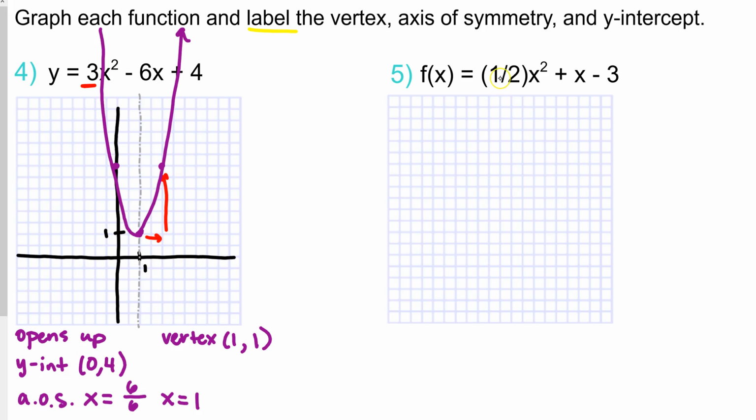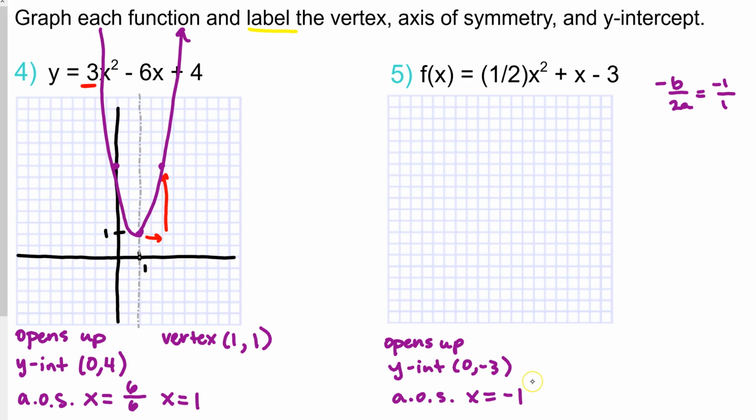And we also have a positive leading coefficient, so it's going to open up as well. If we put 0 in for x, we get our y-intercept, which is going to be the point (0, negative 3). For the axis of symmetry, we need the opposite of b over 2a, so that's going to be negative 1 over 1, so that's negative 1. So the axis of symmetry is the line x equals negative 1.